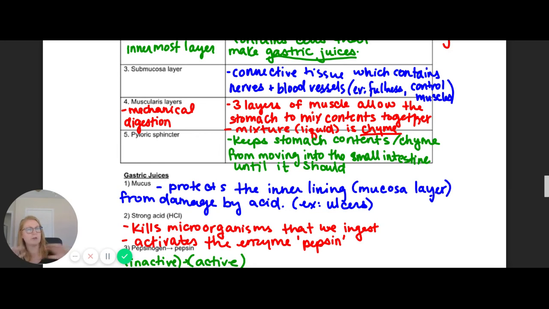So it cannot just rush through the system, otherwise your body's not actually absorbing any of the nutrients. So the pyloric sphincter is helping to keep things in the stomach until it's ready to go to the next stage, and the next stage is actually ready for it to come.